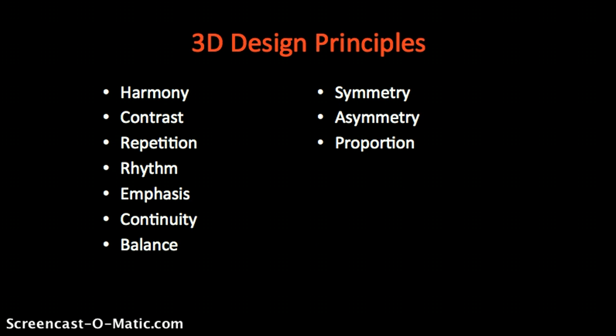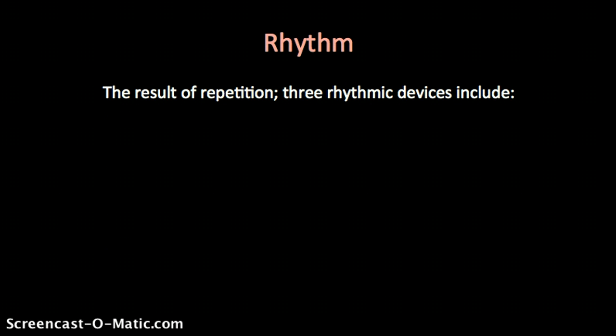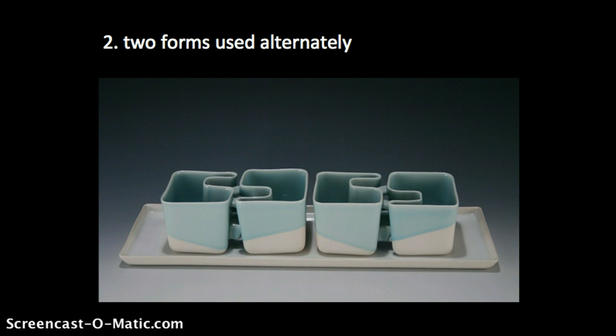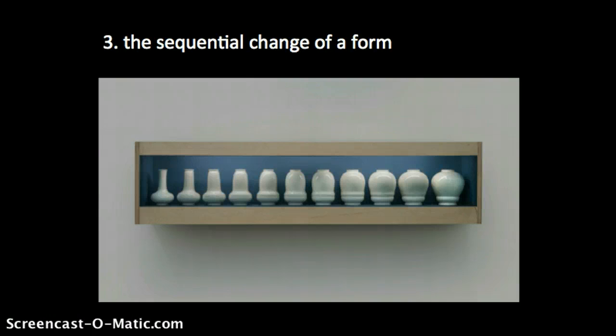The 3D design principles are harmony, contrast, repetition, rhythm, emphasis, continuity, balance, symmetry, asymmetry, and proportion. While all these principles are important to consider when designing your set, you are going to focus on creating rhythm. Rhythm is the result of repetition. 3 rhythmic devices include the duplication of the same form, 2 forms used alternately, and the sequential change of a form.